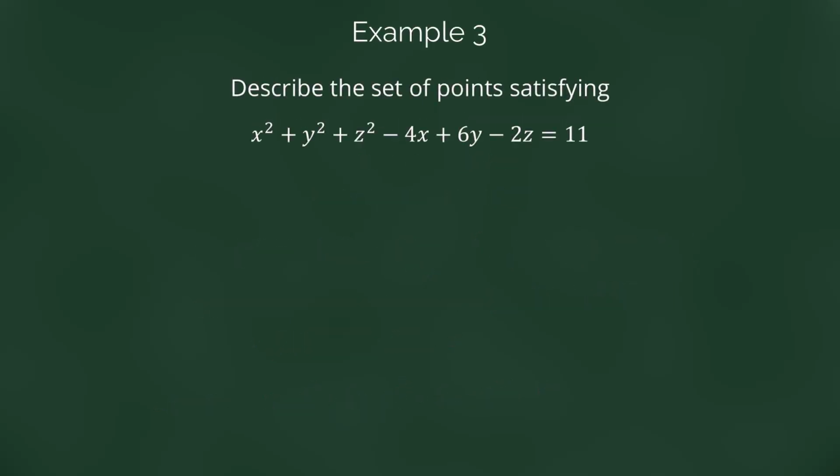Equals r squared, which is 19. All right, we've got this other example here. We're going to describe the set of points that satisfy x squared plus y squared plus z squared minus 4x plus 6y minus 2z equals 11. So we know this is some three-dimensional surface because it's got x's, y's, and z's in it. The way it's set up might indicate to us it might be a sphere. So I'm going to put the x terms together: x squared minus 4x, then y squared plus 6y, and then z squared minus 2z equals 11. And I'm going to try to complete the square to see if this thing is in fact a sphere.